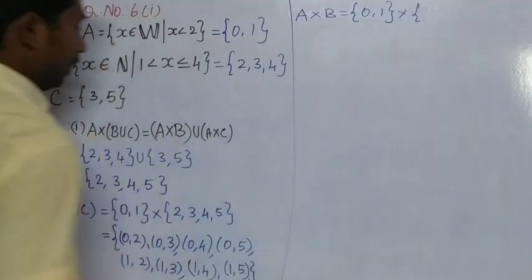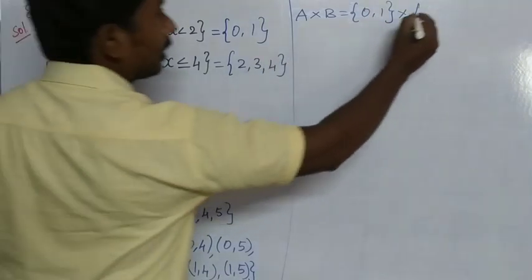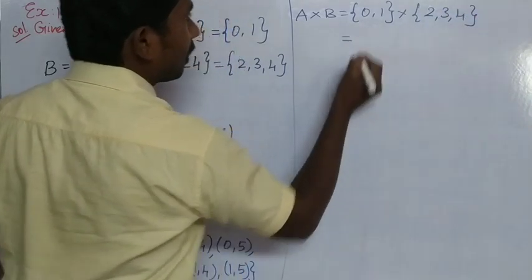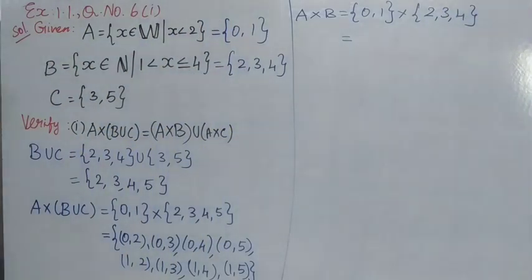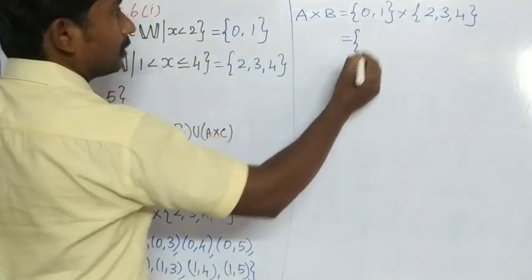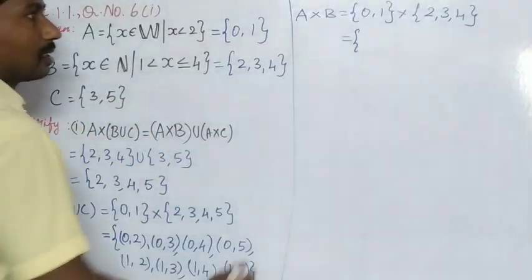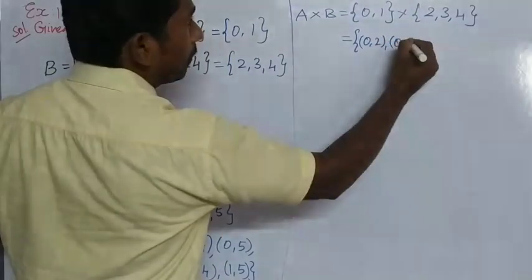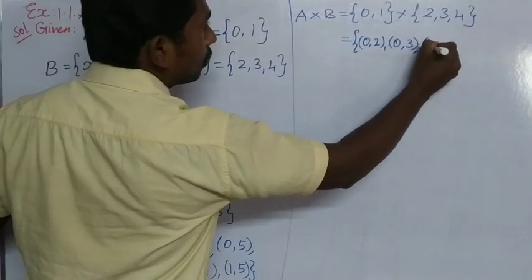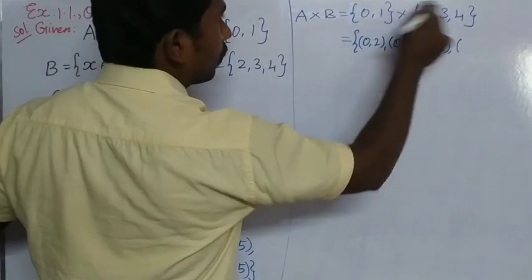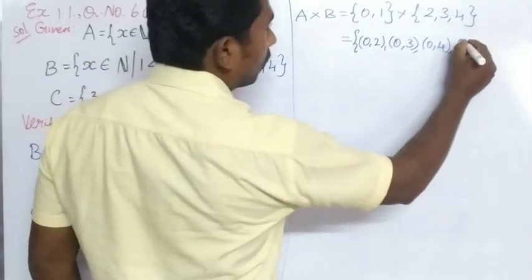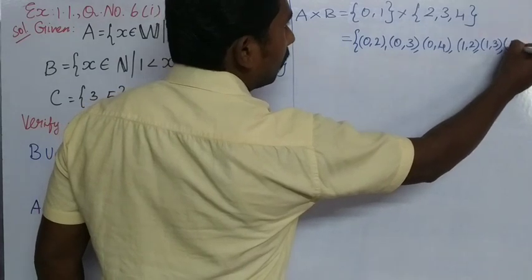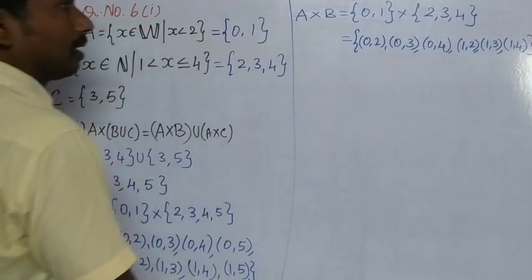Cross the elements of B are 2, 3, 4. Now we can make the Cartesian product of A cross B. First we have to multiply 0 with all the elements in the second set. So 0, 2, 0, 3, 0, 4. Then again 1 with all the elements in the second set: 1, 2, 1, 3, 1, 4. So it is A cross B.